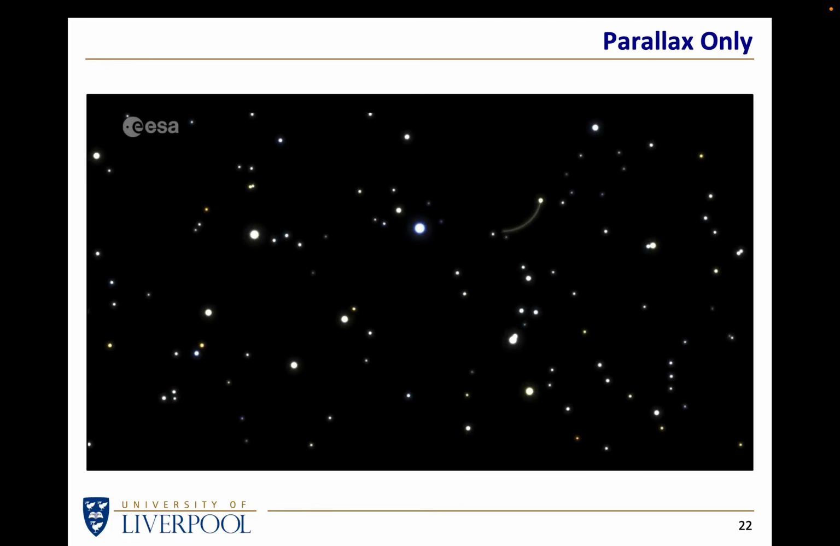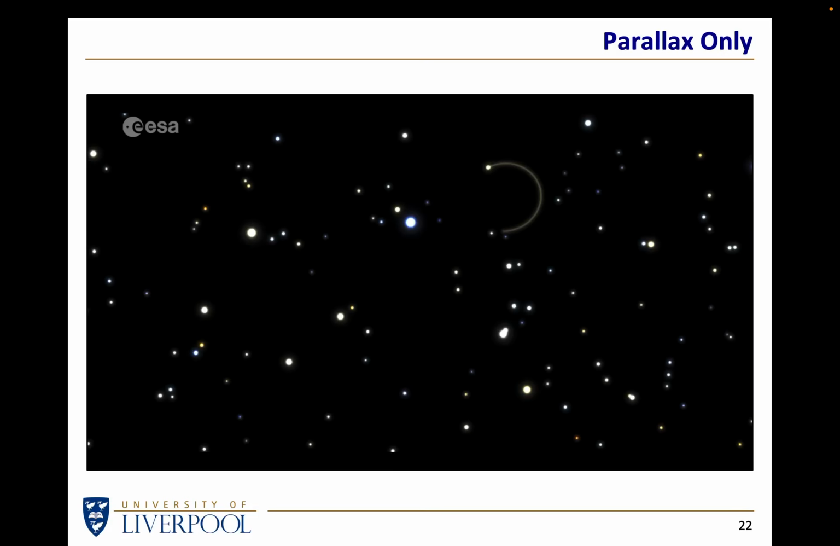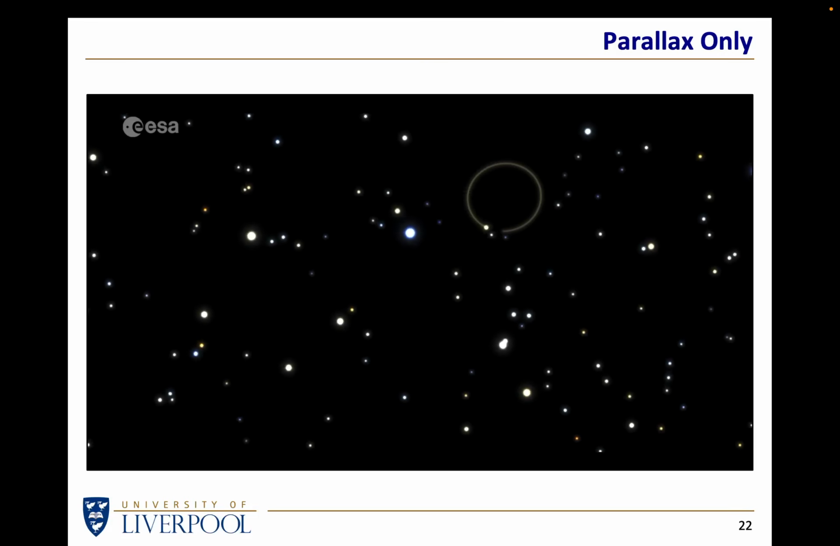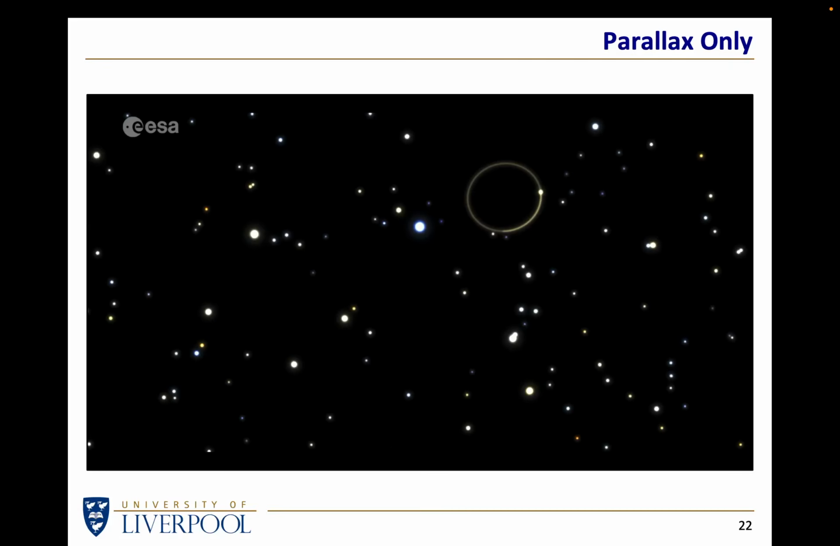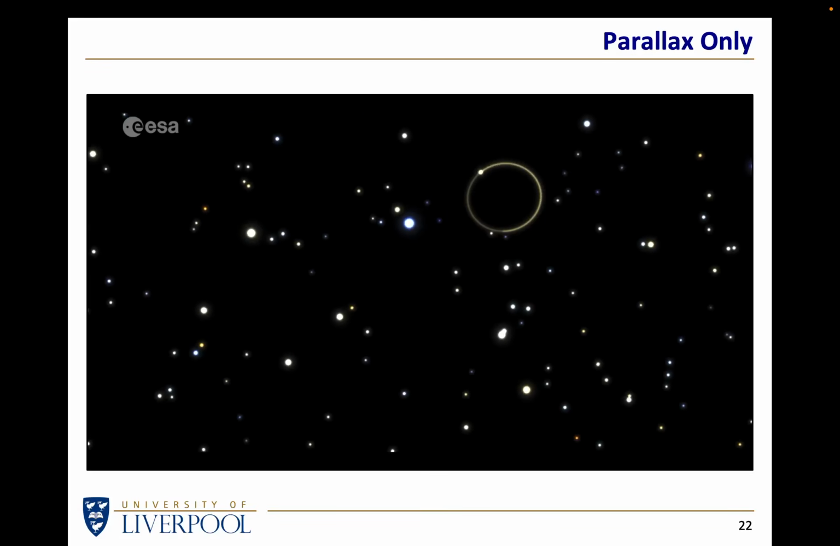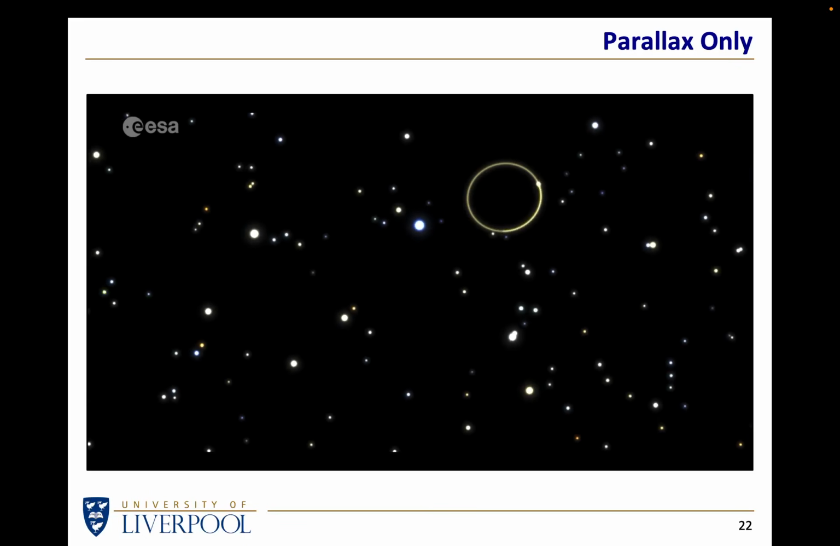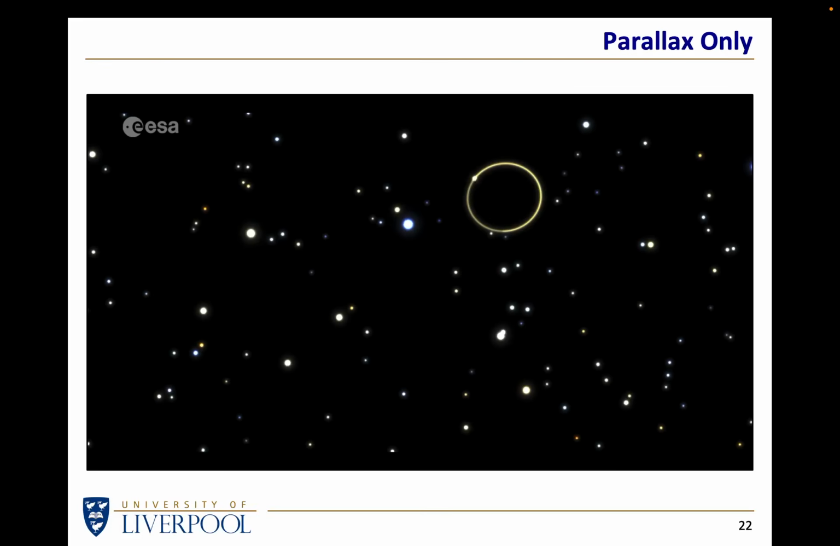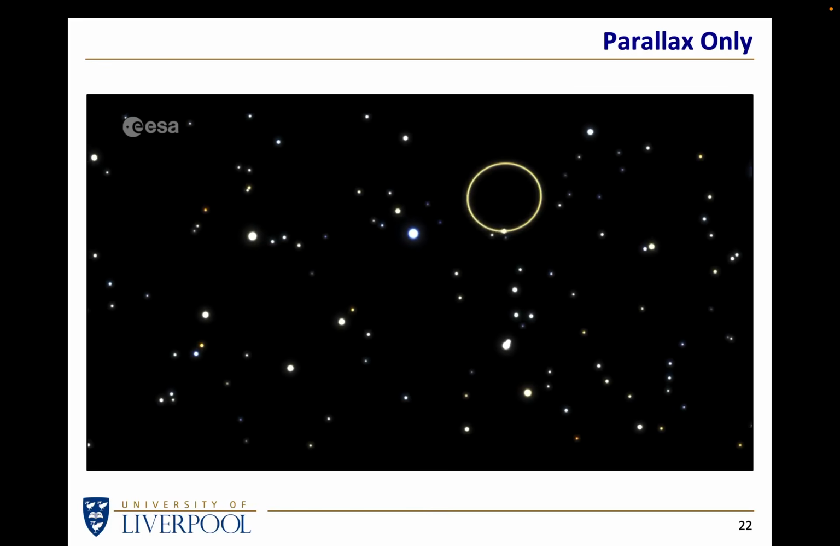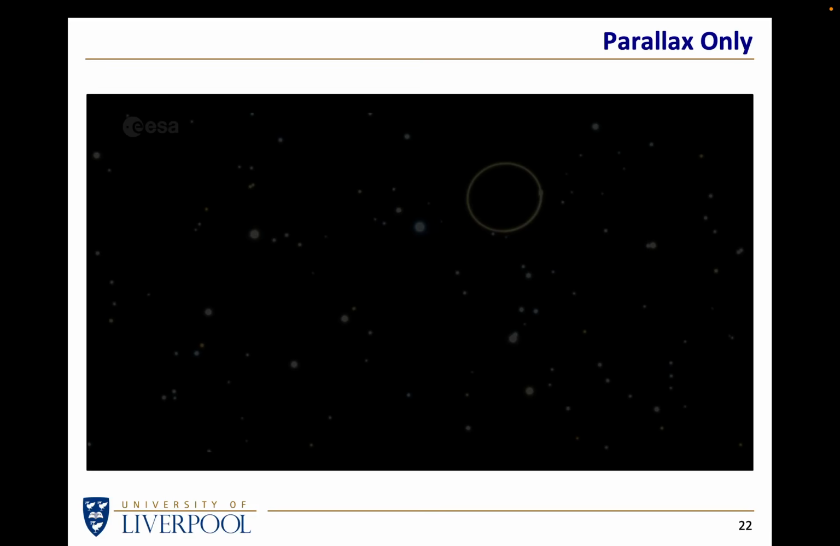If we were to only look at parallax and think about what the sky would look like if that was the only thing we were interested in, then the sky would look like this. Every star in the sky would be going round in a circle, depending on which part of sky we're looking at. The very close objects would move in big circles. The very distant objects would apparently move in very small circles as the Earth goes round the Sun.